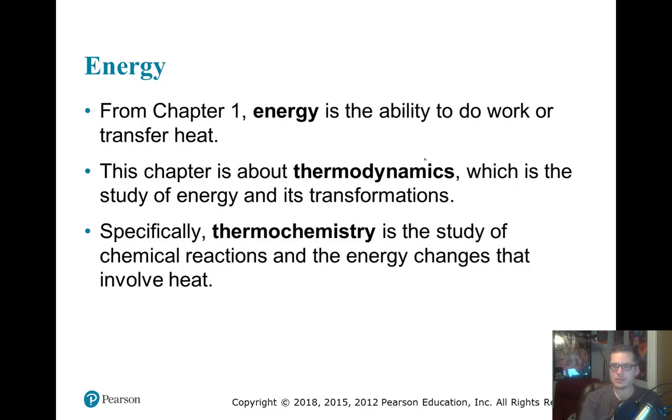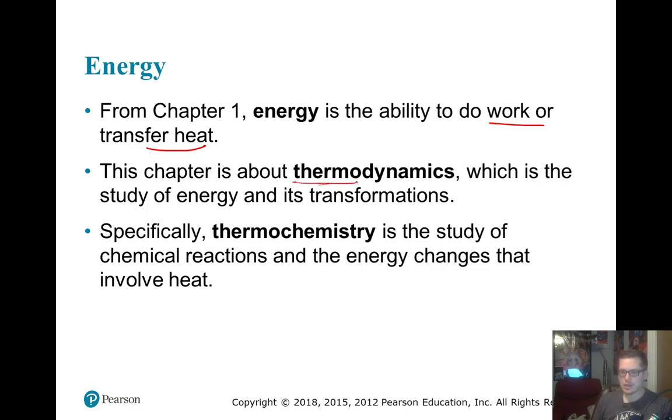Alright. So, energy. We talked about energy back in Unit 1. Essentially, we think about energy as the ability to do work or transfer heat. Those are the two things we can do with energy: work, or move heat from one place to the other. And this chapter is all about thermodynamics.